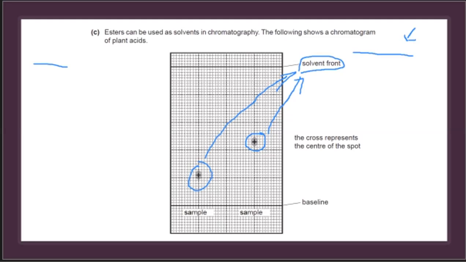The solvent front moved 10, 20, 30, 40, 50. So the solvent front moved 50 of these blocks, while sample 1 moved about 11, and sample 2 moved 10, 20, 1, 2, 3. It moved about 23. All right?